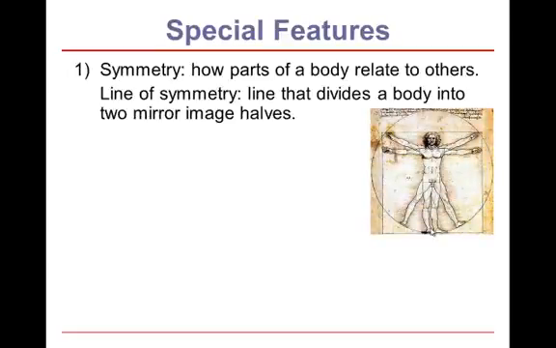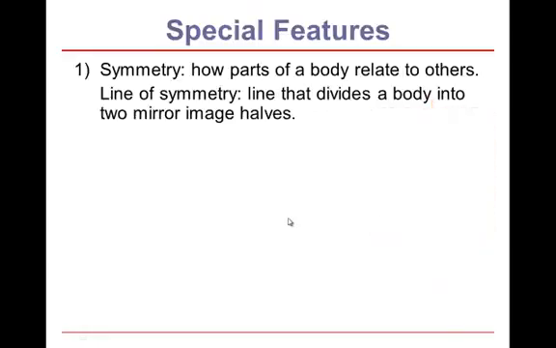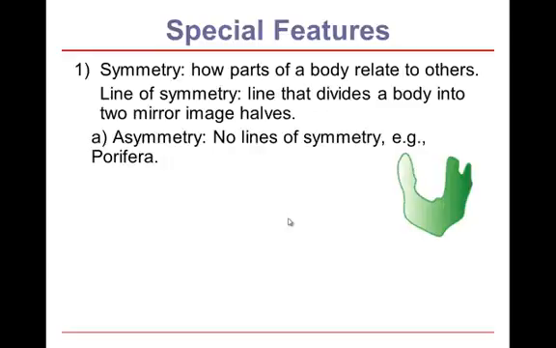Symmetry is how parts of a body relate to the other parts of that body. And a line of symmetry is a line that divides a body into two mirror image halves. This famous sketch actually has bilateral symmetry, and we'll see there's three types of symmetry. One possibility is for an animal's body to have no symmetry. That is, there is no single line or plane of symmetry that can divide it into two mirror image halves.